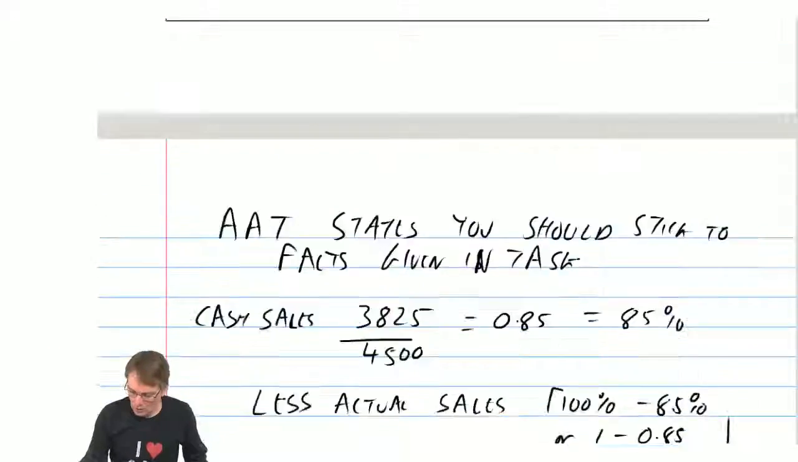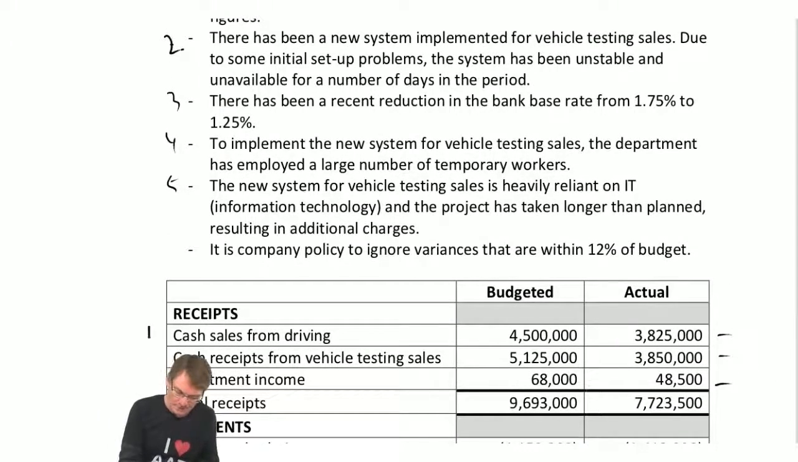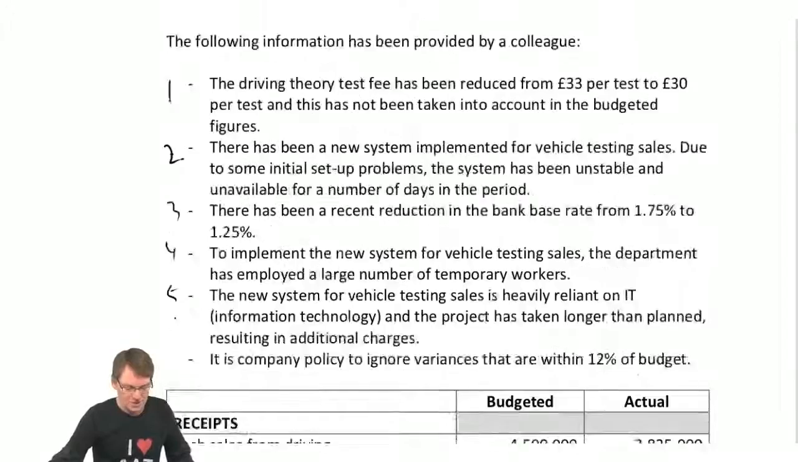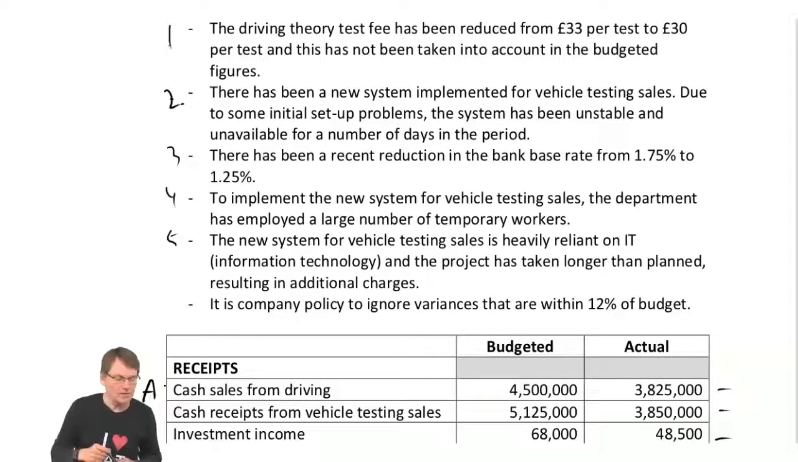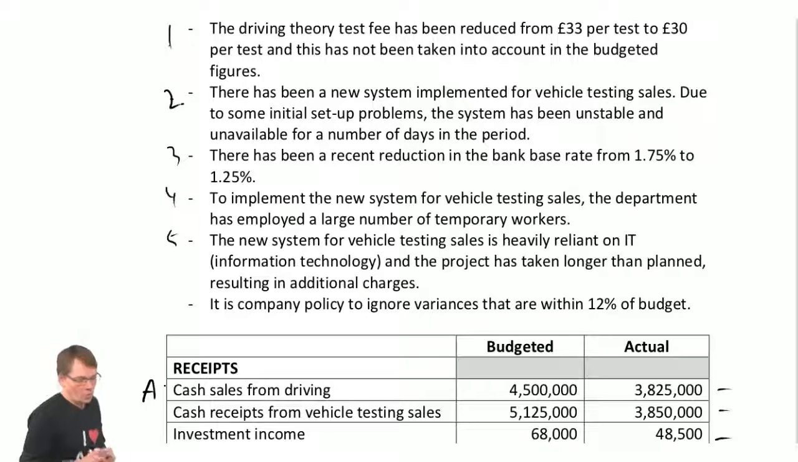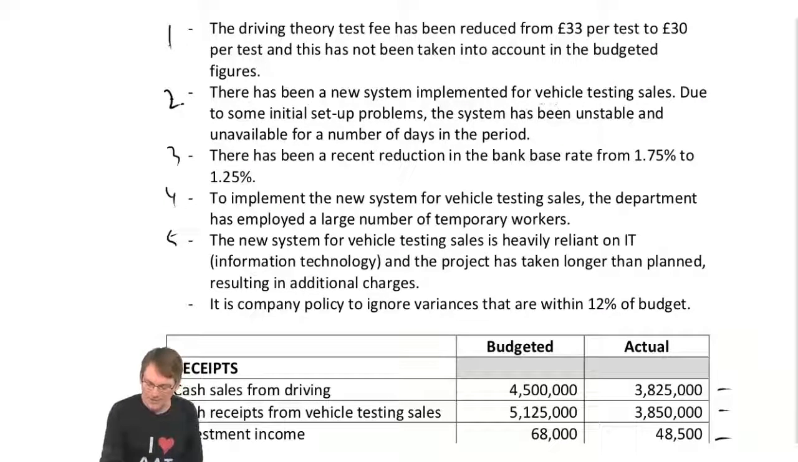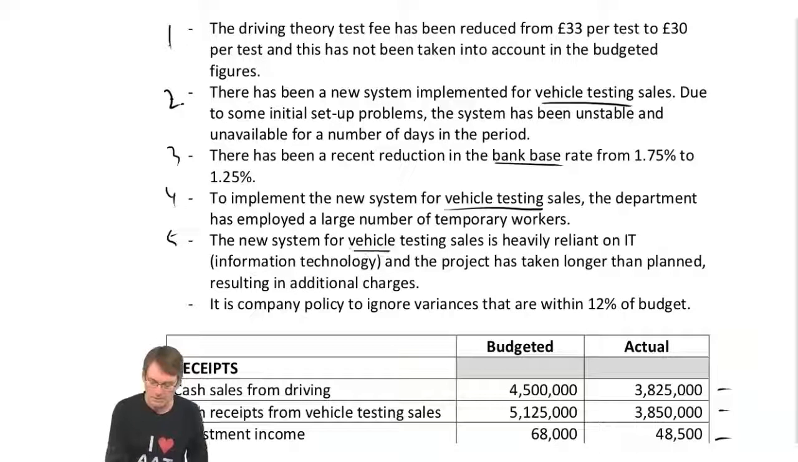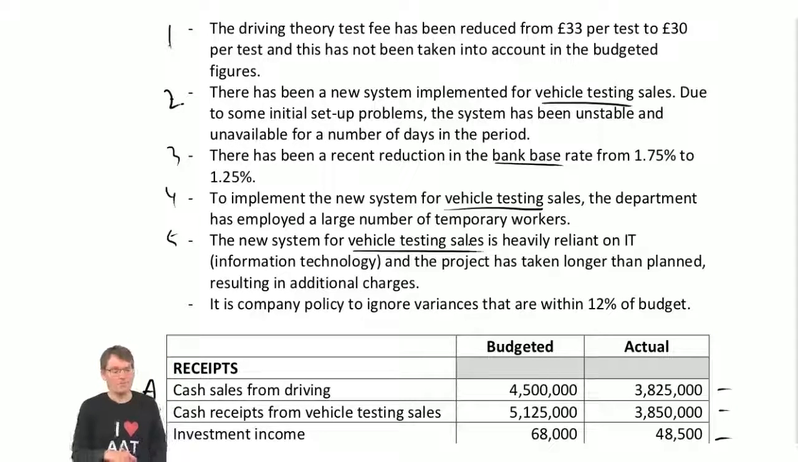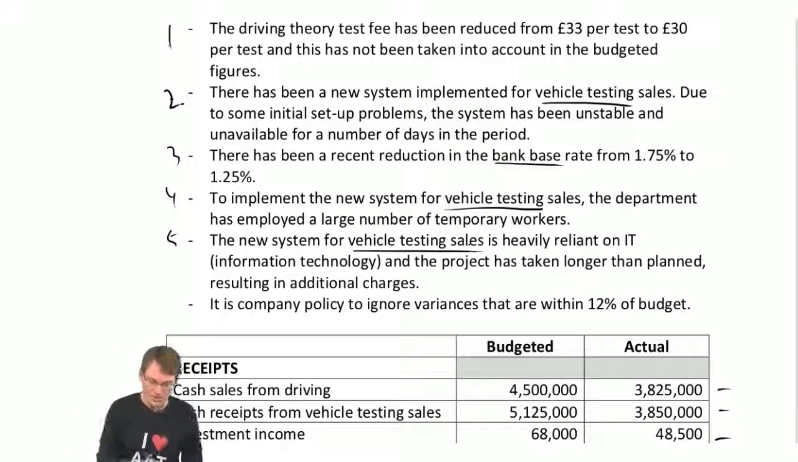Now, what are we told that might have anything to do with this? I won't give that a number. Let me give that a letter. I've already got some numbers on there. Have we got anything that might affect the cash sales from the driving? Well, number 2 talks about vehicle testing. Nothing to do with driving. There's been a reduction in the bank base rate. Nothing to do with driving. A new system for vehicle testing. Nothing to do with driving. And there's a lot of stuff to do with vehicle testing, isn't there? The only one that's got anything to do at all with cash sales from driving tests is the top one. And it says it's been reduced.